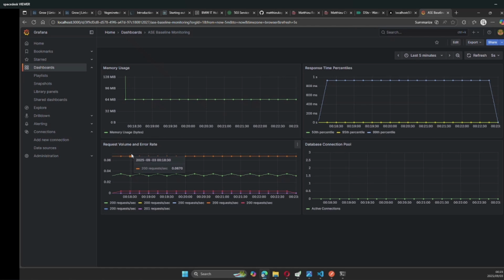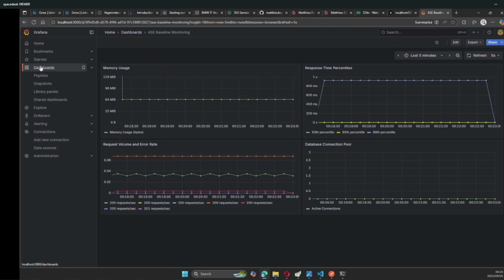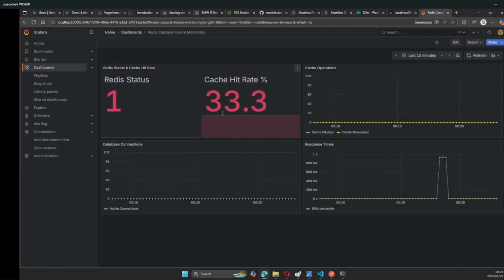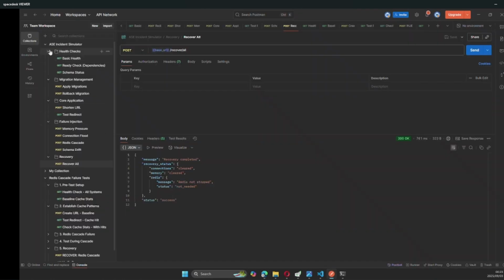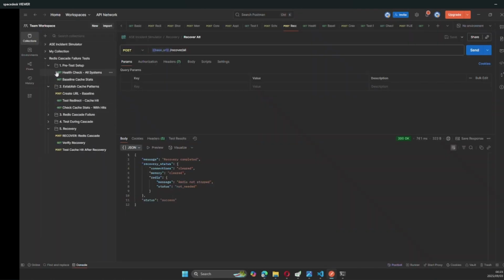All right, so for scenario 2, let's just switch our dashboards. Scenario 2, which is the Redis cascade failure, will demonstrate multi-service correlation, and it will show us that when the cache fails, everything hits the database directly, which is a problem. So we're going to run this demonstration now.